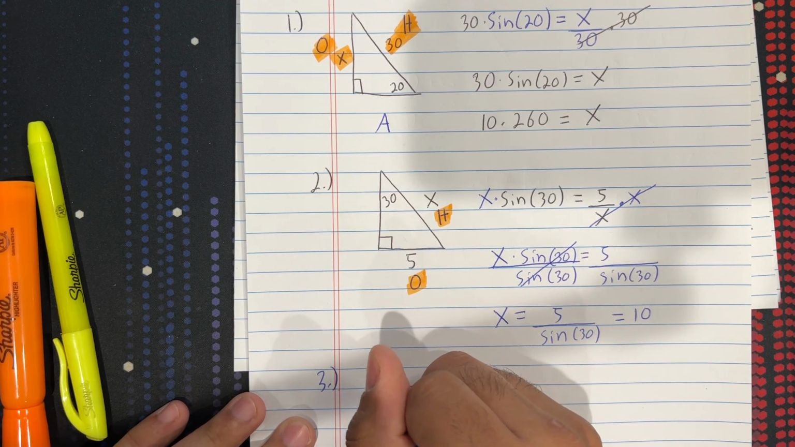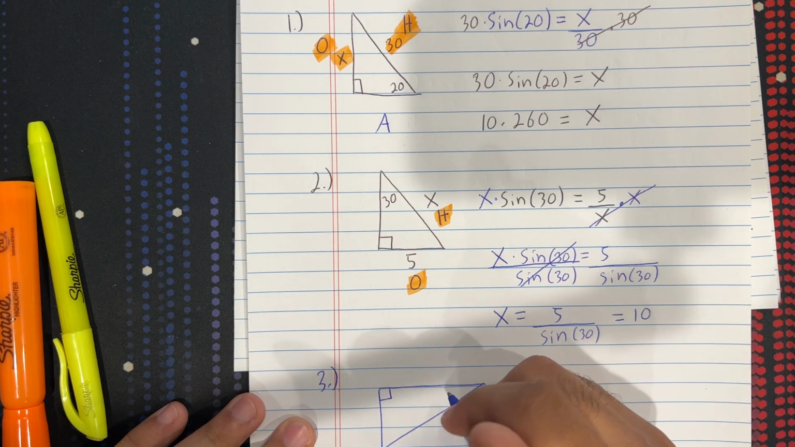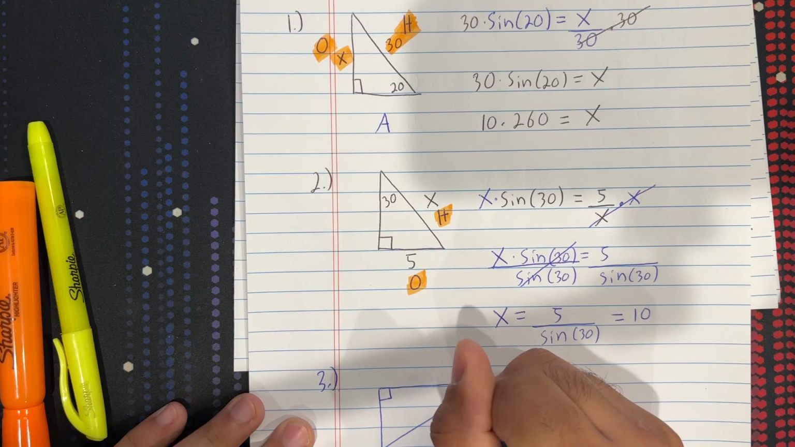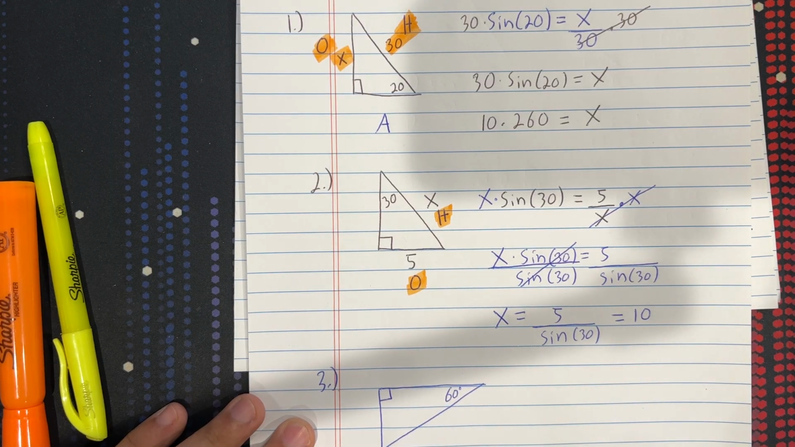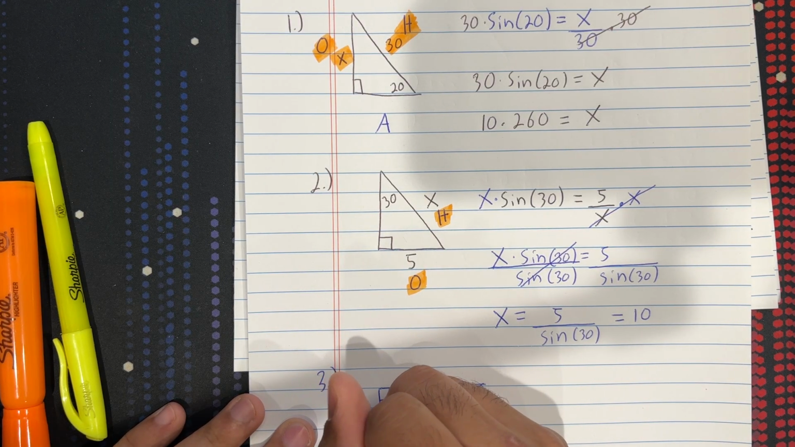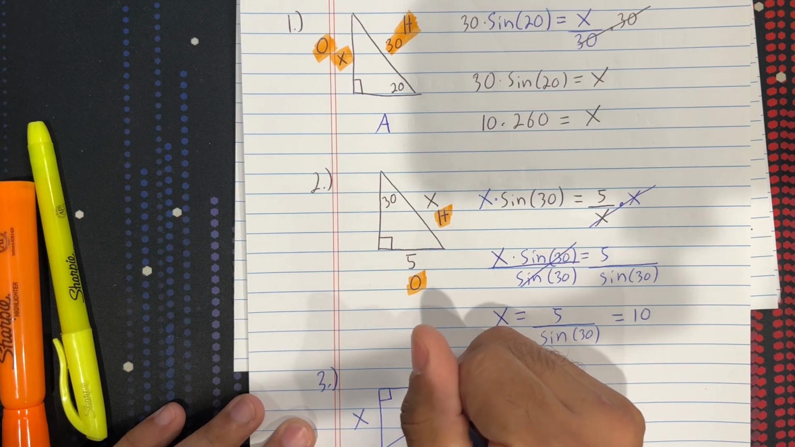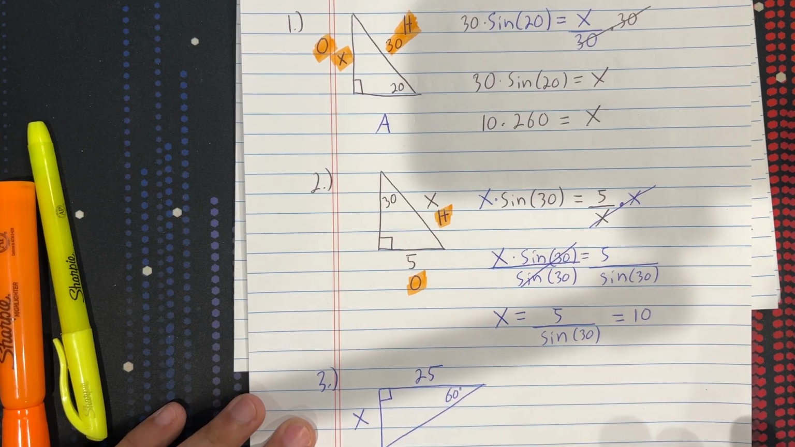So here's our third example. I'm going to use 60 on the inside here. I'm going to have X in this location, and we're going to have 25 on this one here.